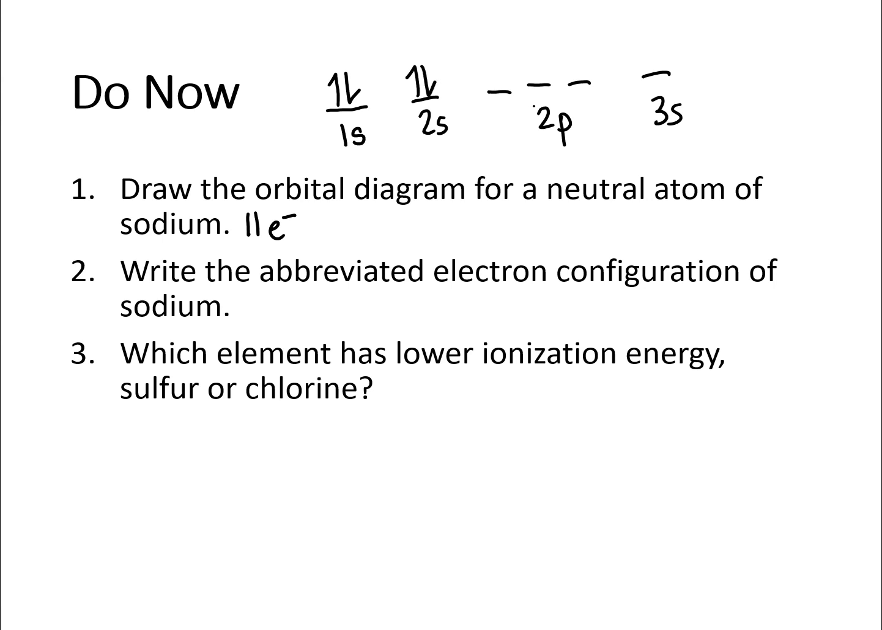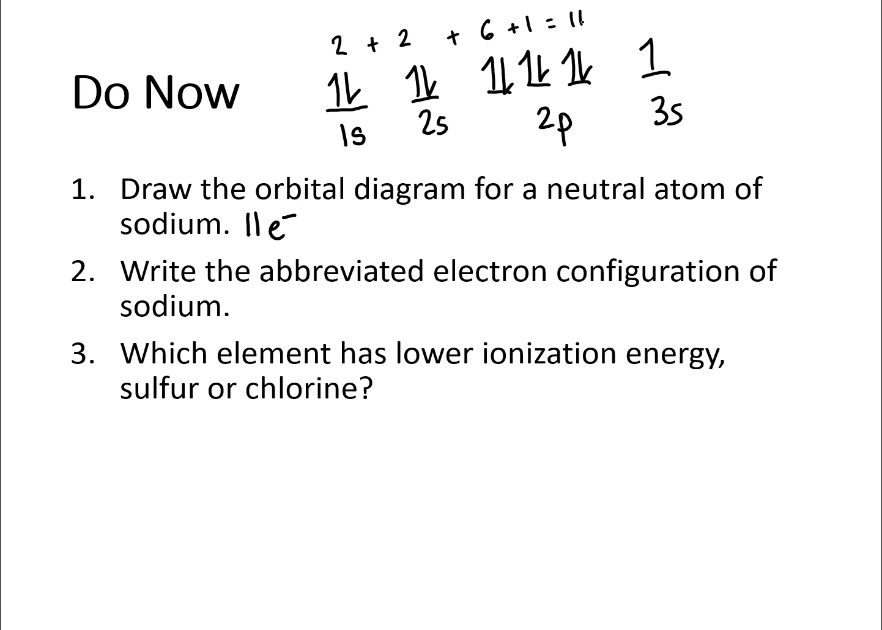When it comes to filling the 2p or any other sublevel that has multiple orbitals, you want to go through and fill them all halfway first before you fill them up all the way. You never want to pair electrons that don't have to be paired. So if you count those up, that should be 11 electrons. So that's 2 plus 2 plus 6 plus 1, which certainly equals 11.